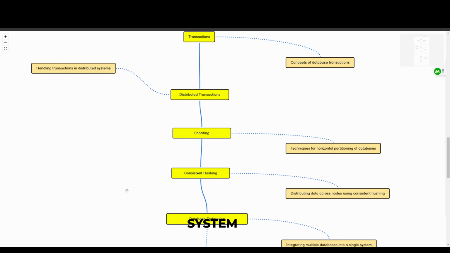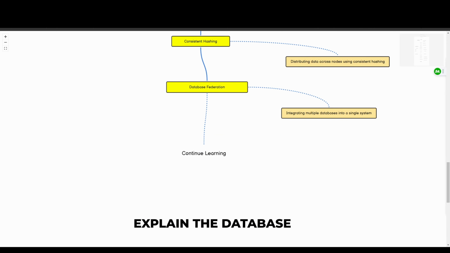Then we can explain database federation. In this method to integrate multiple databases into a single system, you will learn how to manage and query data across the different databases seamlessly.